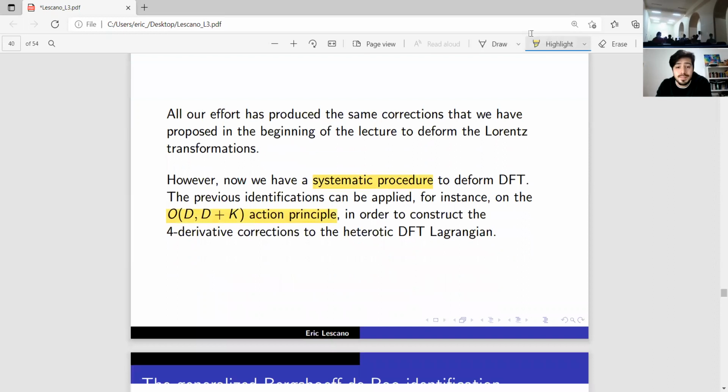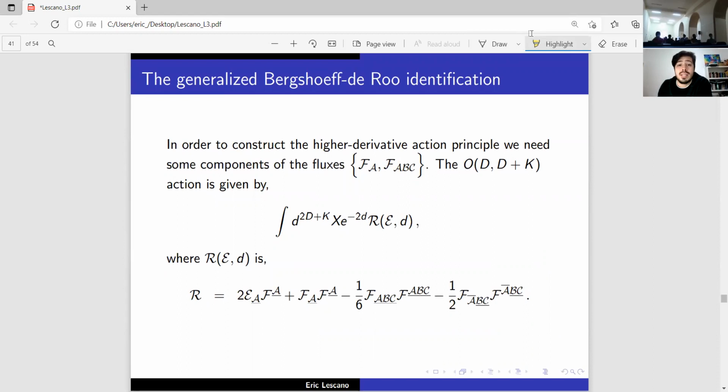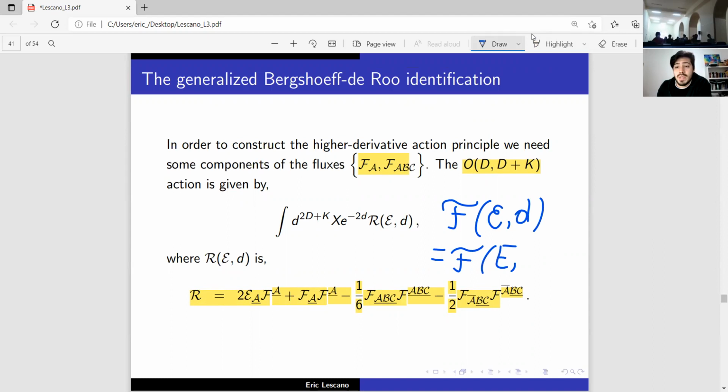So in order to construct the higher derivative action, we need some components of the fluxes. These are the fluxes from an ODD plus K perspective. The form of the action is exactly the same, but these calligraphic fluxes depend on the calligraphic frame and the dilaton, but we can write this in terms of the ordinary frame, the ODD frame, the A field, and the dilaton. So then we can use this generalized version of the Roux identification in order to obtain the four derivative action.